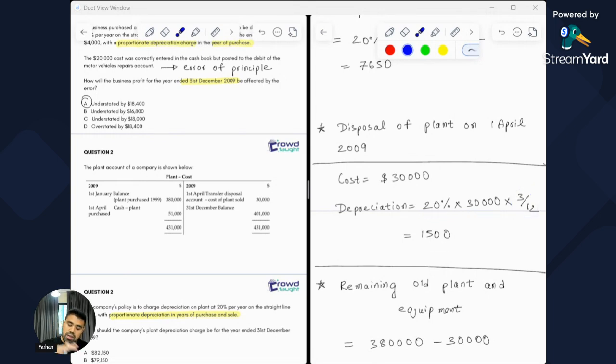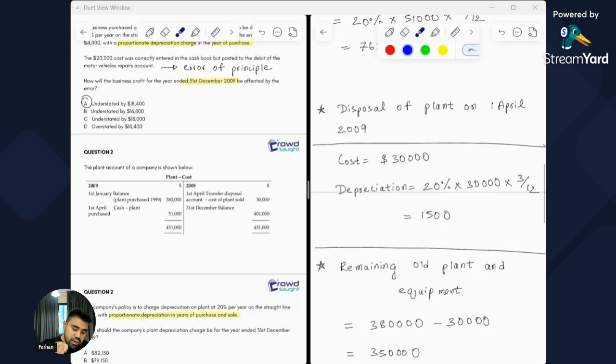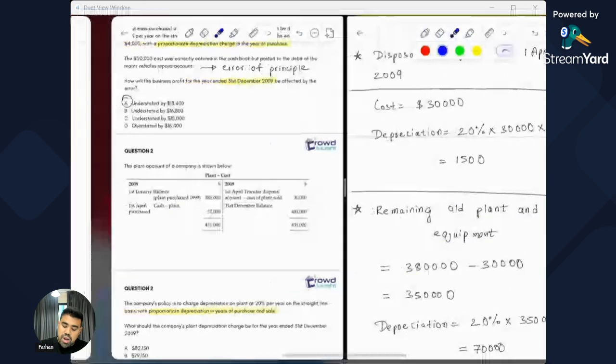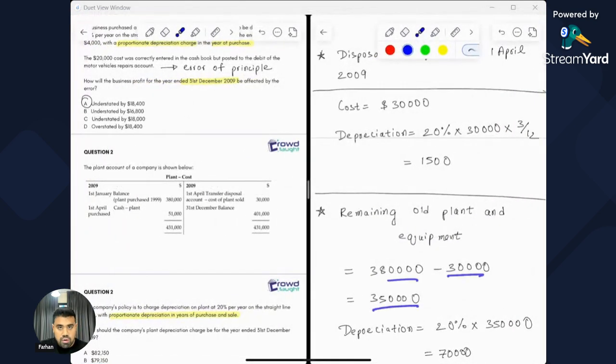All right. Now, what do we have in terms of the remaining old plant and equipment? So you see, we started the year with $380,000 as the original cost that we had in the books. Okay. And if we were to exclude the new purchase of plant and subtract the disposal of the plant, which had a cost of $30,000, then we know the remaining old plant and equipment would have been $380,000 minus $30,000, which is $350,000, right? Okay, so how do we depreciate this?